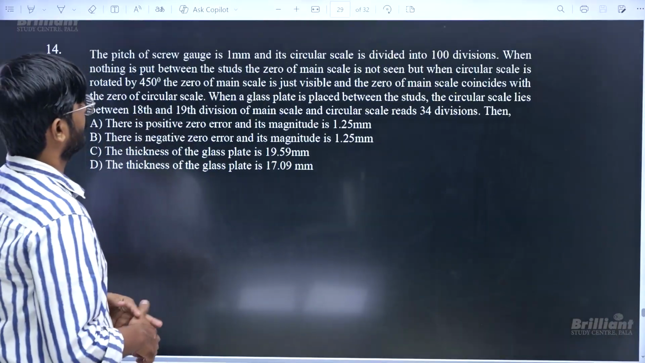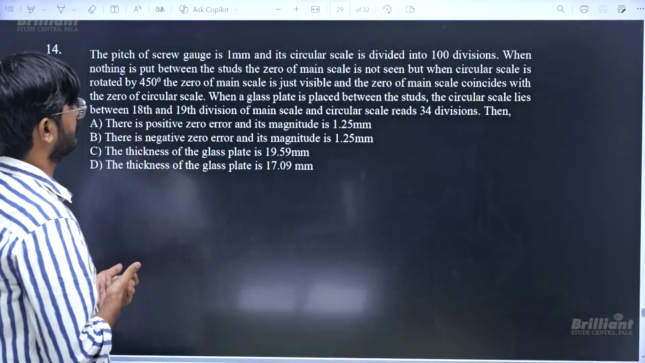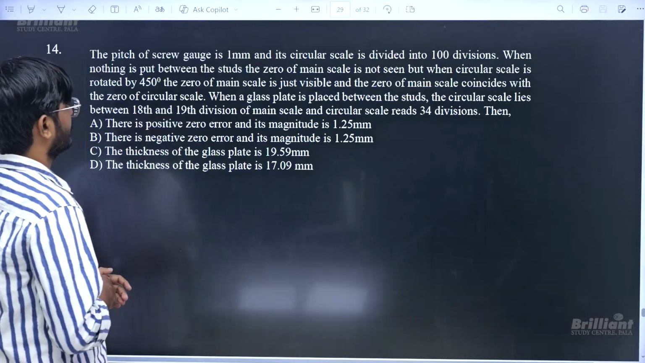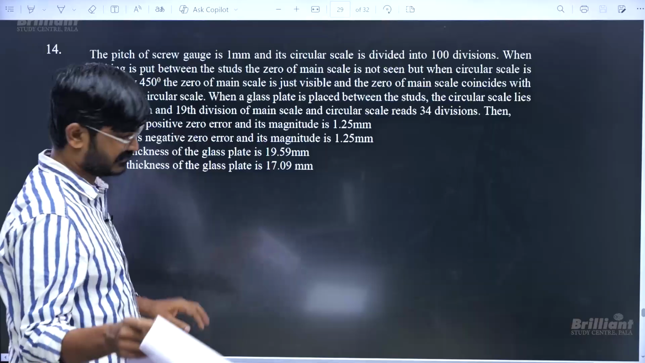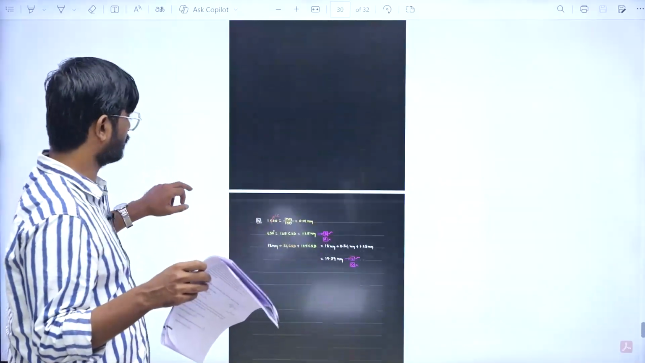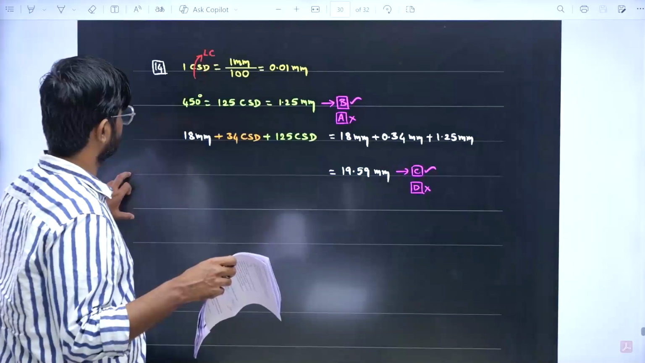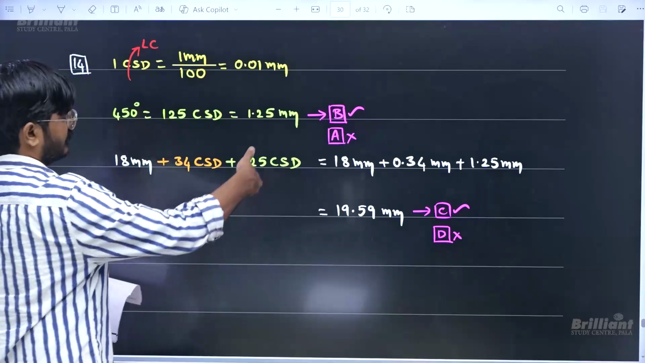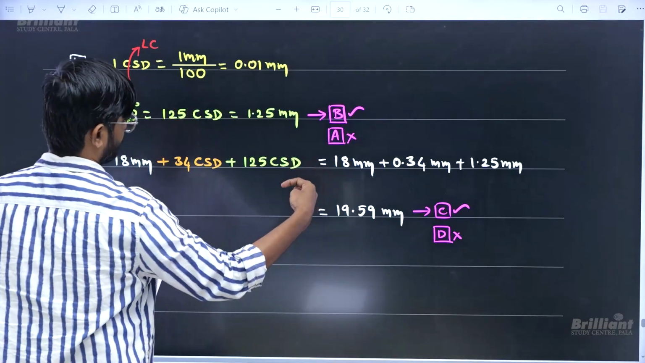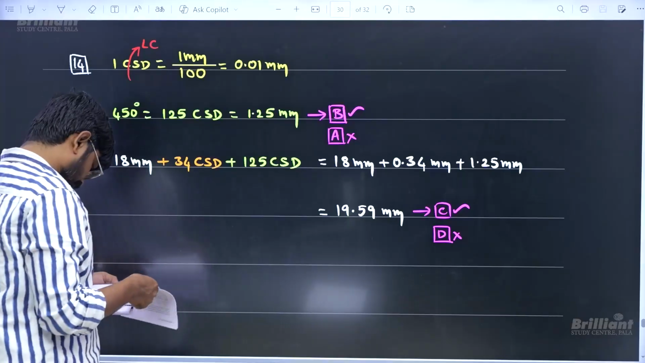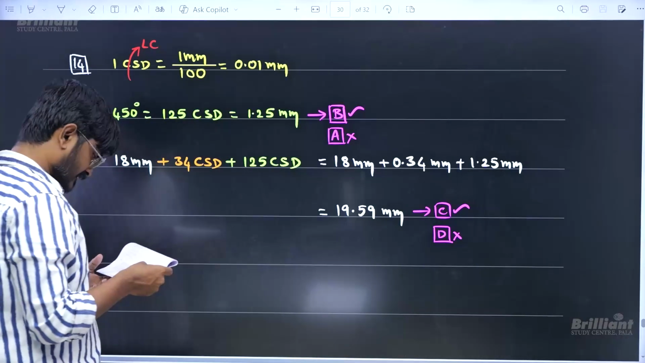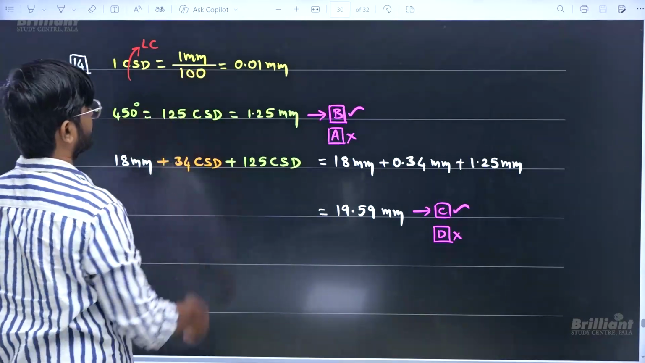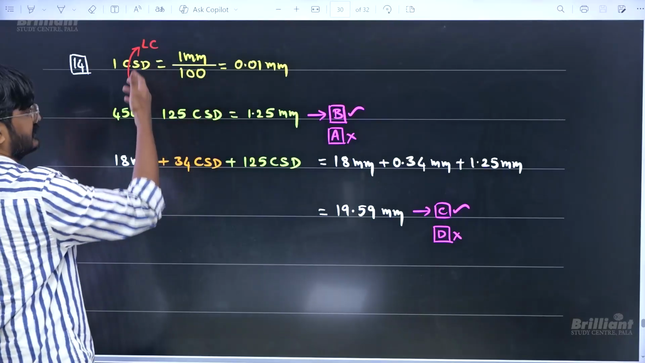Pitch of screw gauge is 1 mm and its circular scale is divided into 100 divisions. When nothing is put between the studs, the zero, okay, I will be reading out the question. Those who are not aware of how a screw gauge works, you can look into the video. You will be unwinding it this way, loosening it this way. So from there you can calculate what one circular scale division is equivalent to, that is the least count.